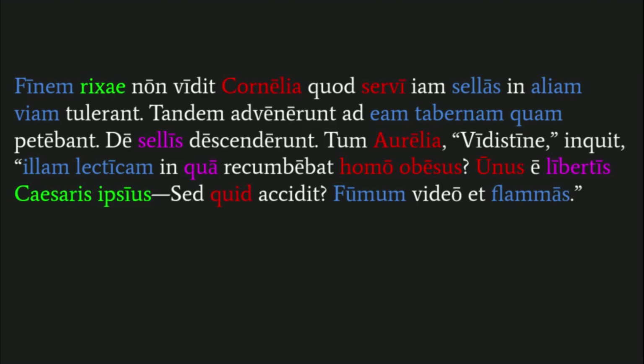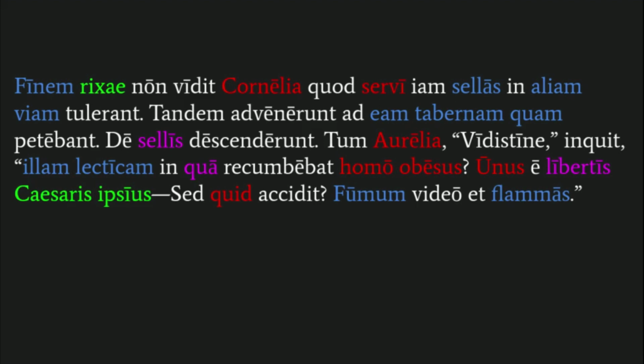Then you have de celis descenderunt. So they climbed, perfect tense, de celis, down from the sedan chairs, you could say. It's ablative plural because there's more than one chair, and de goes with the ablative, right? So they went down from the chairs. Tum Cornelia, vidistine inquit illam lecticam in qua recumbebat homo obesus? So Cornelia is asking a question, right?